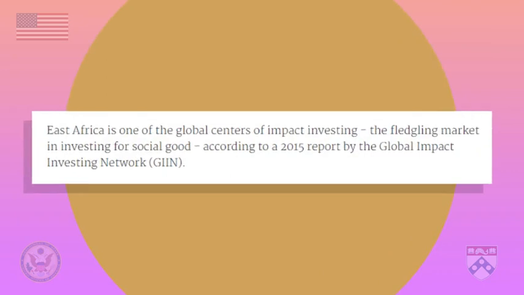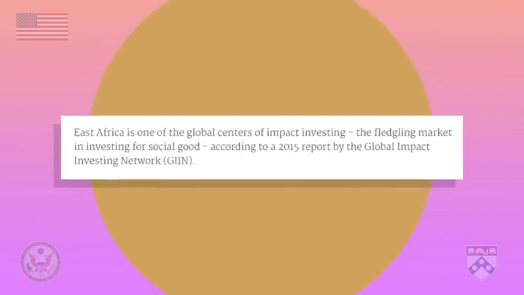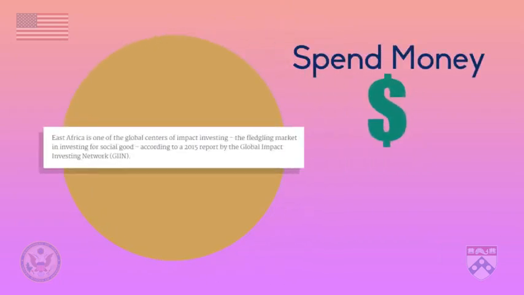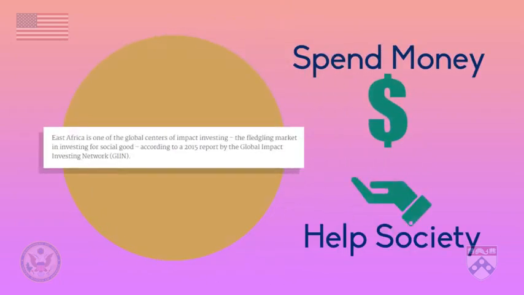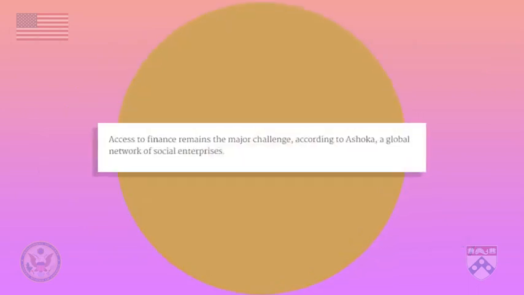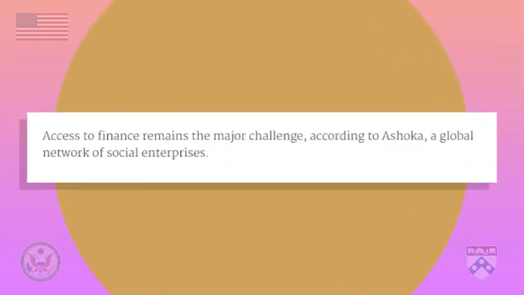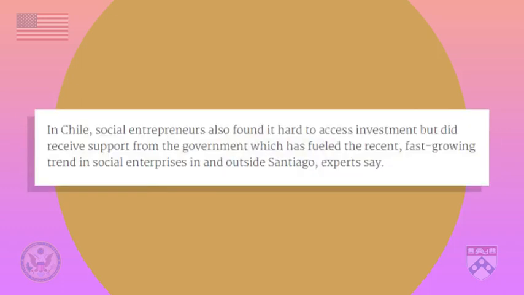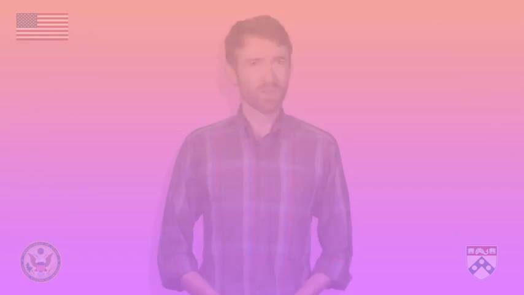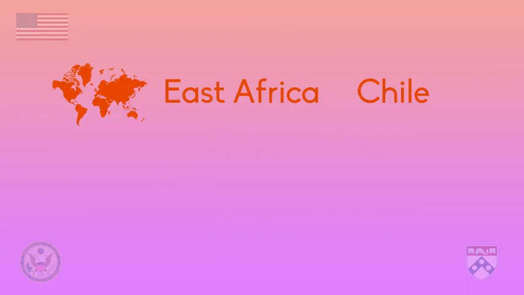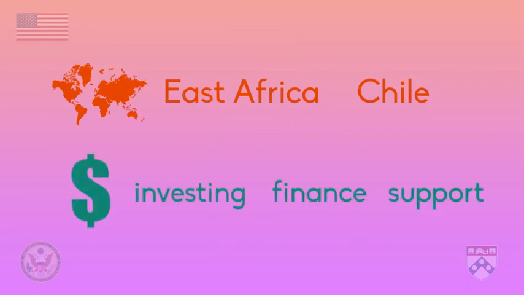With this strategy, we see the phrase, East Africa is one of the global centers of impact investing. So we know that this area is important for impact investing, which is another way to say spending money to help society. In other paragraphs, we see phrases such as access to finance remains the major challenge, and in Chile, social entrepreneurs also found it hard to access investment, but did receive support from the government. In several paragraphs, we've seen information about places, East Africa and Chile, and money, investing, finance, and support.